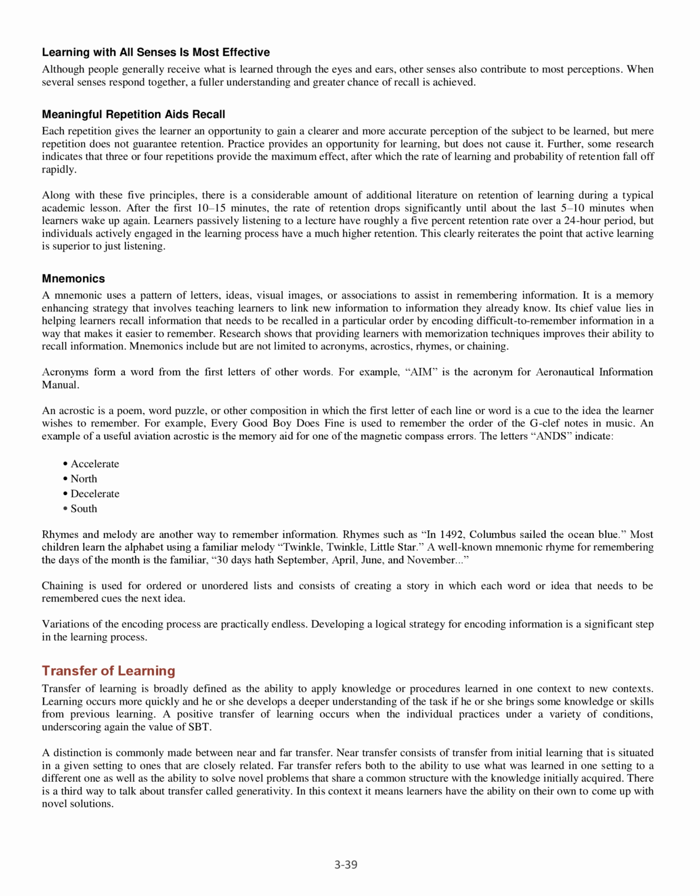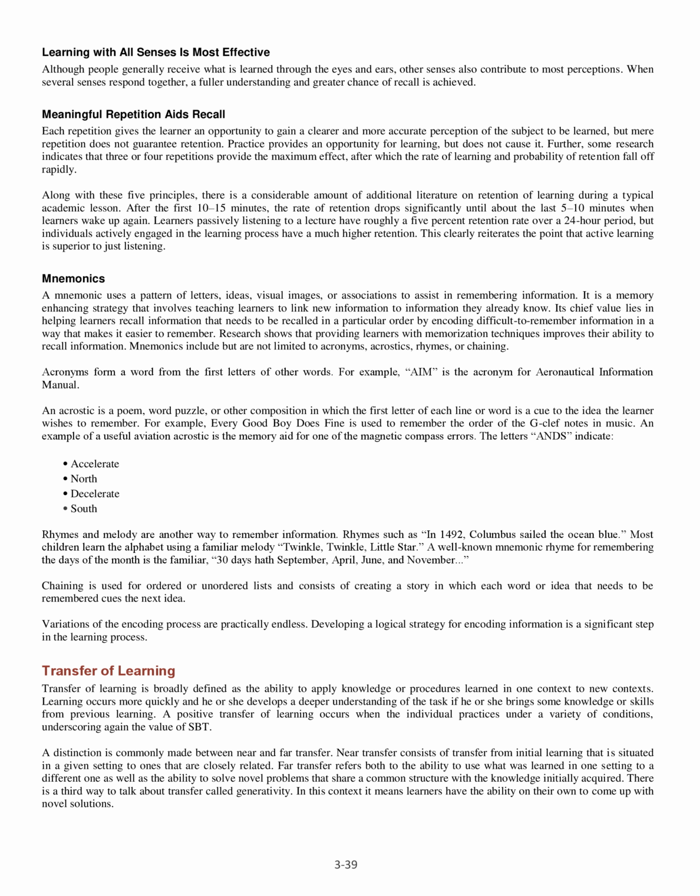Mnemonics include but are not limited to acronyms, acrostics, rhymes, or chaining. Acronyms form a word from the first letters of other words. For example, AIM is the acronym for Aeronautical Information Manual. An acrostic is a poem, word puzzle, or other composition in which the first letter of each line or word is a cue to the idea the learner wishes to remember. For example, every good boy does fine is used to remember the order of the G-clef notes in music. An example of a useful aviation acrostic is the memory aid for one of the magnetic compass errors. The letters ANS indicate, accelerate north, decelerate south.